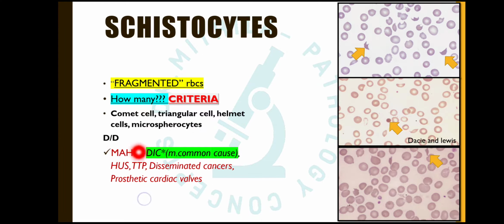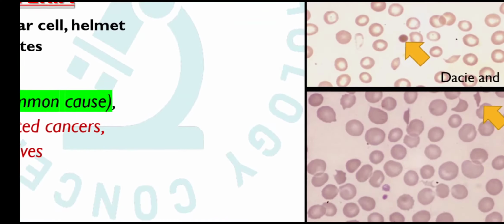So these are the different forms of schistocytes which can be seen. The differential diagnosis if we see schistocytes: first is the microangiopathic hemolytic anemia, in which DIC, disseminated intravascular coagulation, is the most common cause causing MAHA. Other causes can be hemolytic uremic syndrome, thrombotic thrombocytopenic purpura, disseminated cancers, and prosthetic cardiac valves. In case of prosthetic cardiac valves, we see cardiac hemolytic anemia. It is because of the mechanical trauma, which is increased due to the turbulence of the blood caused by these mechanical cardiac valves.